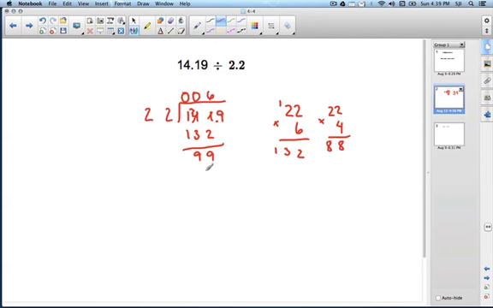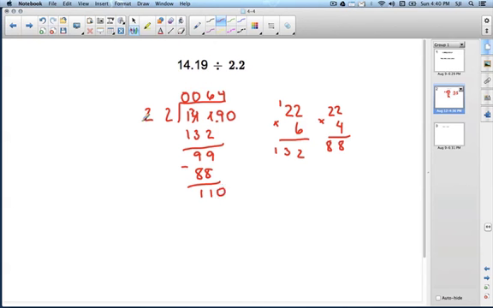So I'm going to try 22 times 4. And I get 88. I couldn't add 22 more. I'd get a number over 99. So that means 88 must be it. So I'm going to put a 4 here. I'm going to put the 88 underneath here. And I'm going to subtract. And I get 11. Now I'm going to ask myself, how many times does 22 go into 11? It can't. So that means we have to add the 0 on the end. And we're going to bring that 0 down.